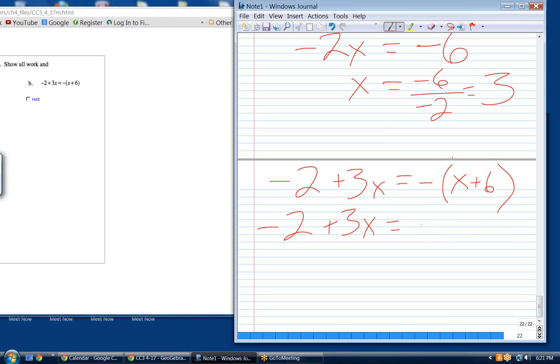Do you just solve what's in the parentheses? Distribute that negative sign. In other words, it's like there's a negative 1. So negative x plus negative 6. Negative x minus 6. Okay, now gather all your terms.